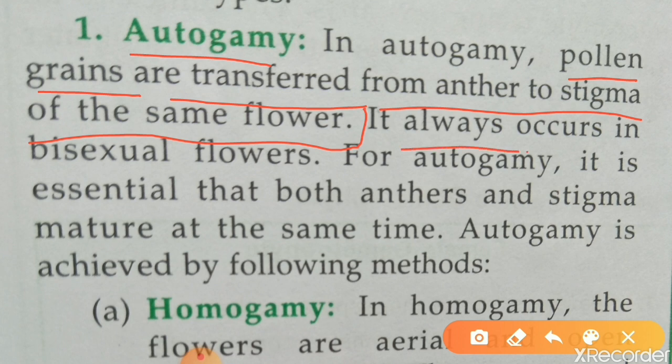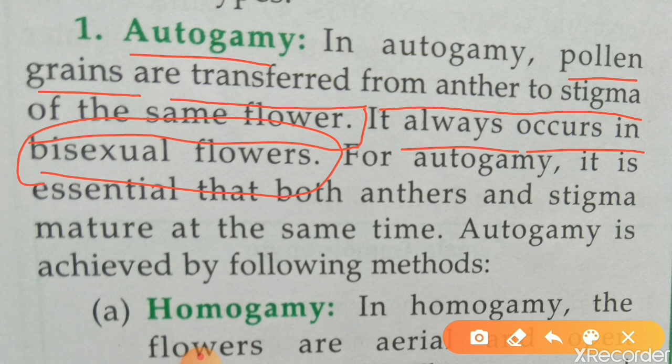It always occurs in bisexual flowers. Actually, what is autogamy? It is a type of self-pollination where pollen grains are transferred from the anther to the stigma of the same flower. It always occurs in which type of flowers? Bisexual flowers. What are bisexual flowers? The flowers which have both the stamen and carpel. Okay, male and female parts are present in the same flower. We can call them bisexual flowers.